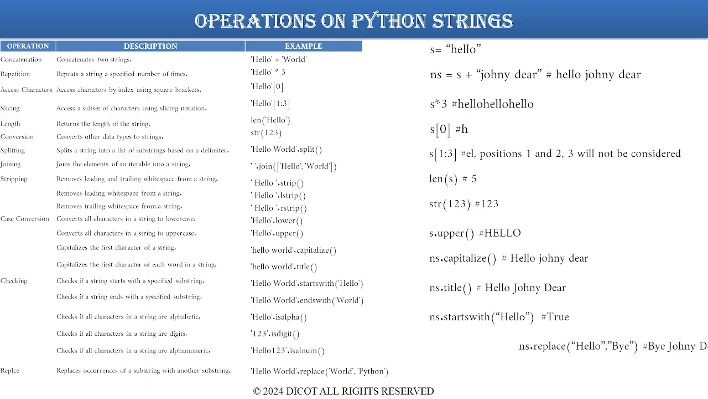ns.replace hello by bye will replace the word hello by bye in the string ns. Hello will be replaced by bye. So, this completes a brief overview of operations on strings in Python.